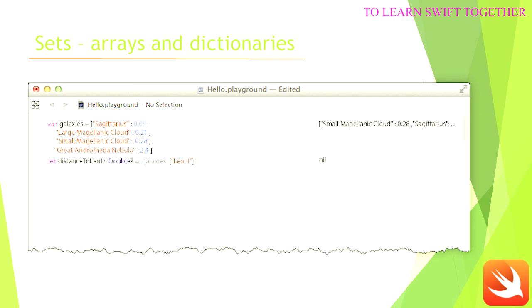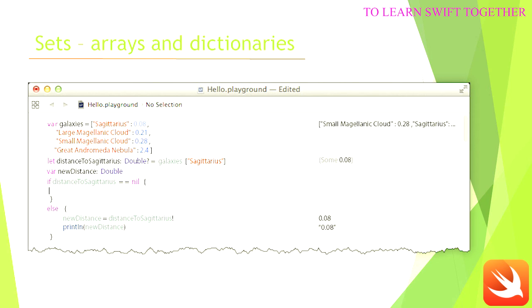Such values are declared using a question mark placed after the name of the data type, that is, a constant or a variable. In our case, we can see a constant value stated this way that represents the distance to the Leo 2 galaxy. On the right, we see that the constant assumes an unspecified value, nil.